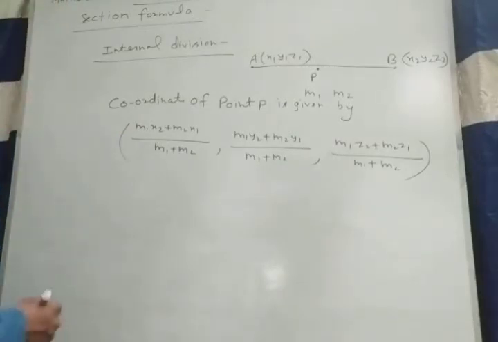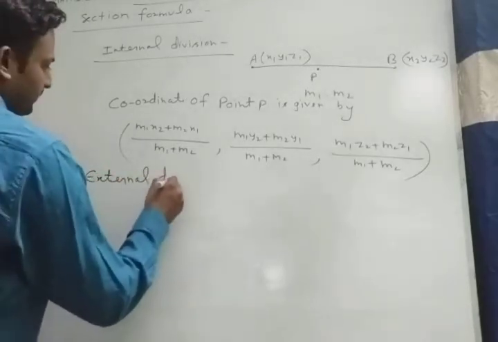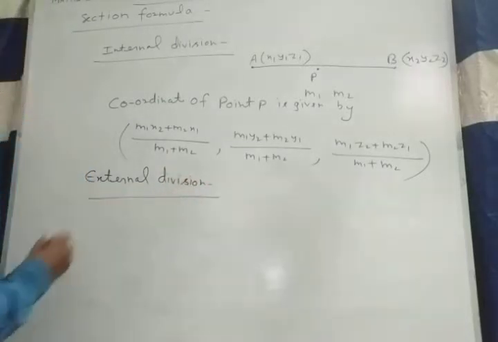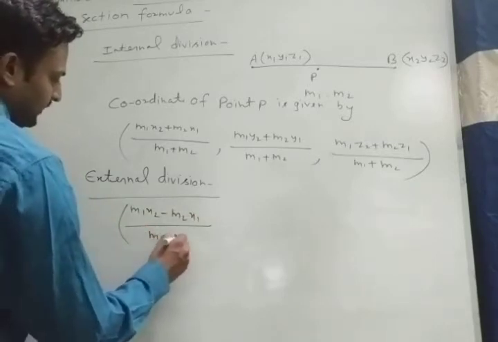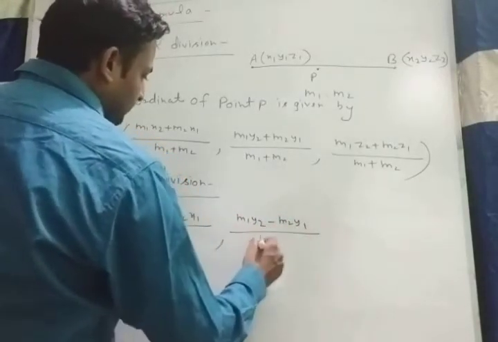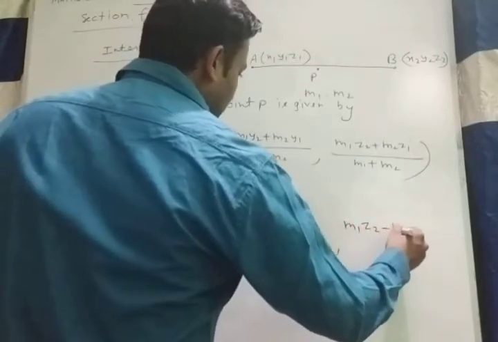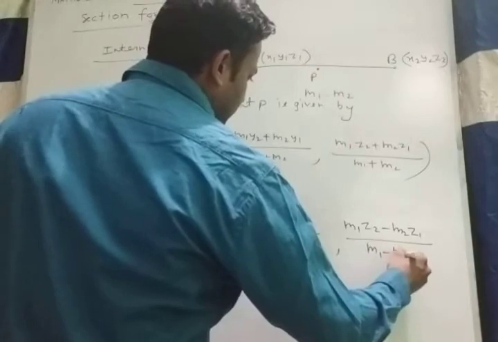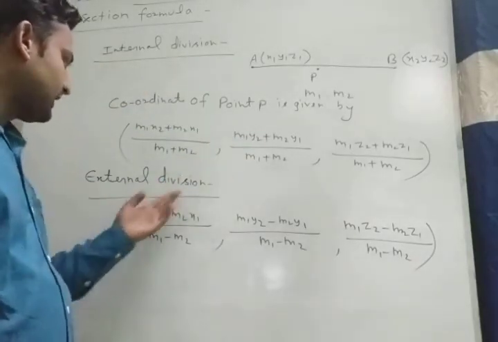Now we will see the formula of external division. External division. So the coordinate will be m1 x2 minus m2 x1 upon m1 minus m2, m1 y2 minus m2 y1 upon m1 minus m2, m1 z2 minus m2 z1 upon m1 minus m2. So there are two formulas, first for internal division and second for external division.